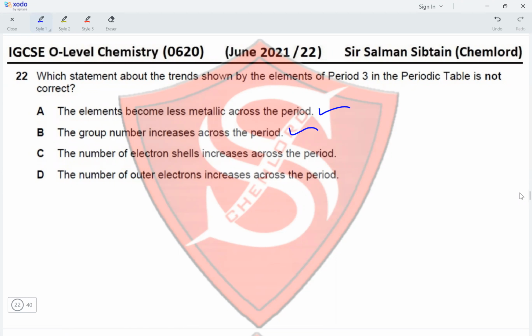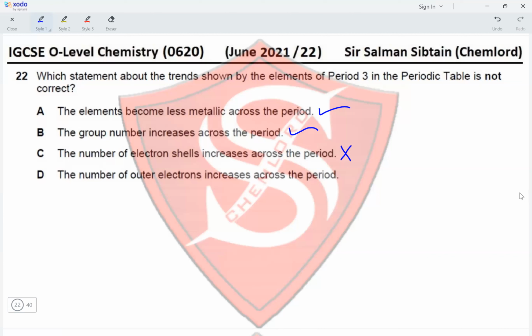The number of electron shells increases across a period. No, the number of electron shells present in the atoms in a period is the number of the period itself. So if it is period 3, that means the elements in period 3 have 3 electron shells. So the number of electron shells does not change for elements in the same period. So this is incorrect.